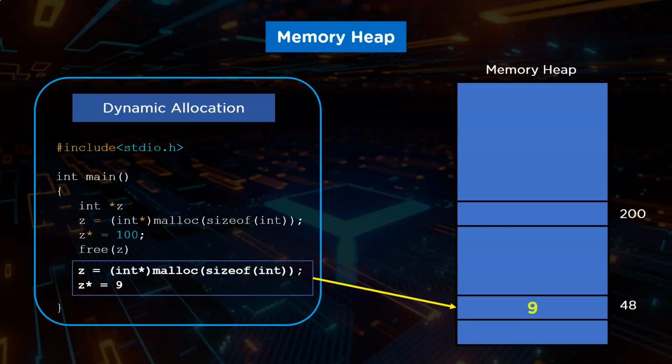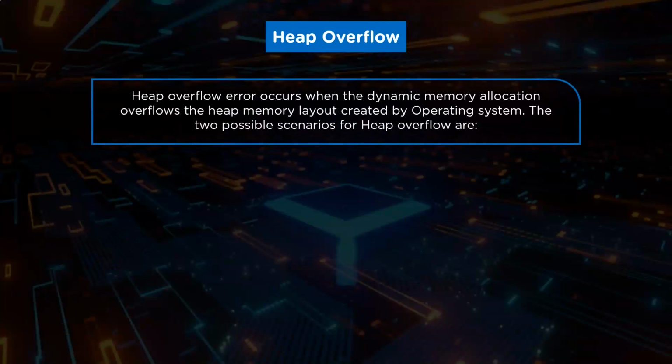In this case, the newly created void pointer provides us with the address value 48. And by using typecasting, we are storing value 9 at that pointed location. Moving ahead, let's also discuss the heap overflow condition.